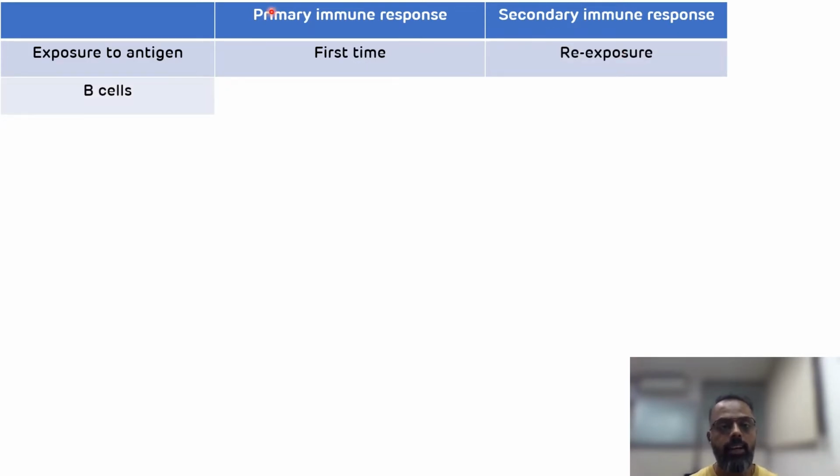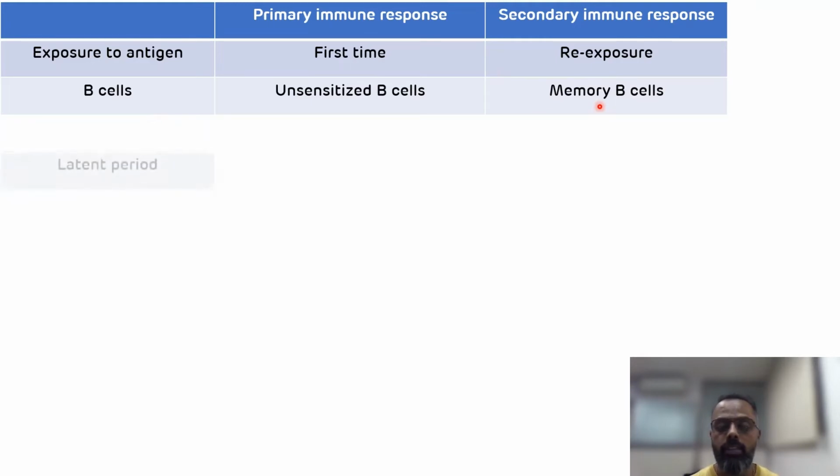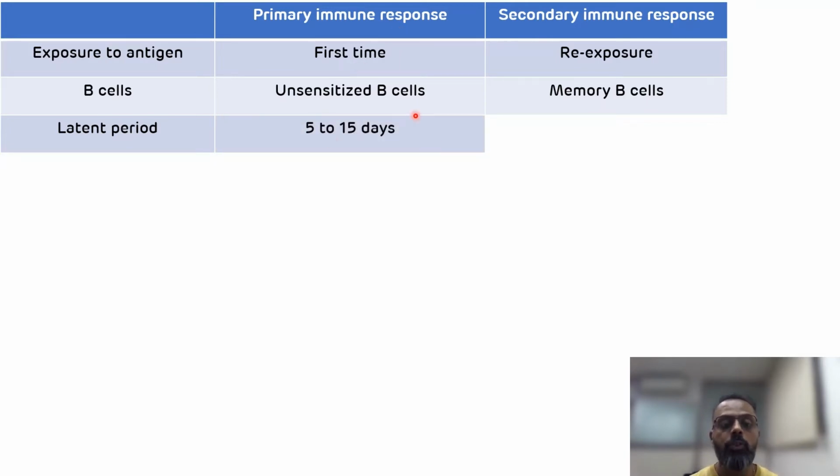Second difference is related to the B cells. In the primary immune response, B cells are unsensitized, while in the secondary immune response, B cells are memory B cells. Fine? That is memory B cells. Third difference is related to the latent period. In the primary immune response, latent period is 5 to 15 days, while in the secondary immune response, latent period is 2 to 5 days.